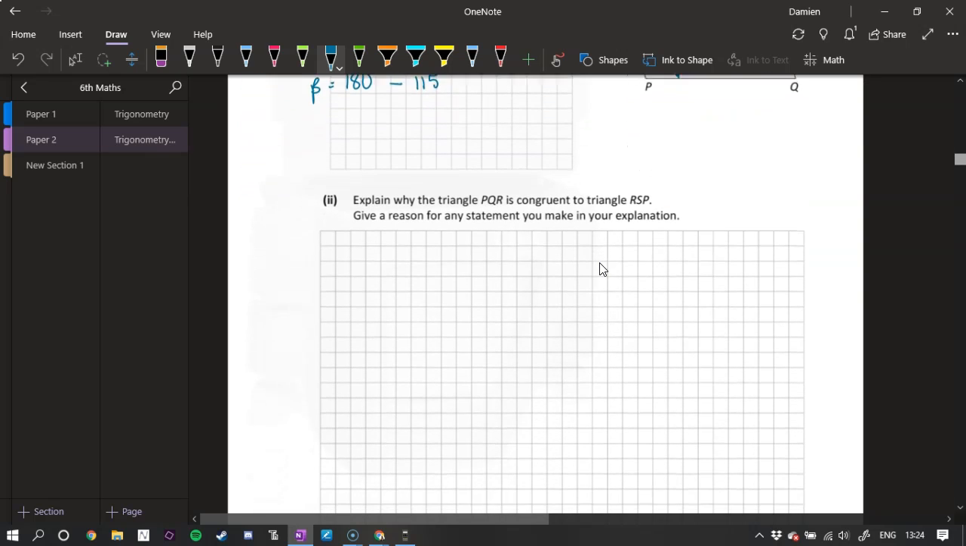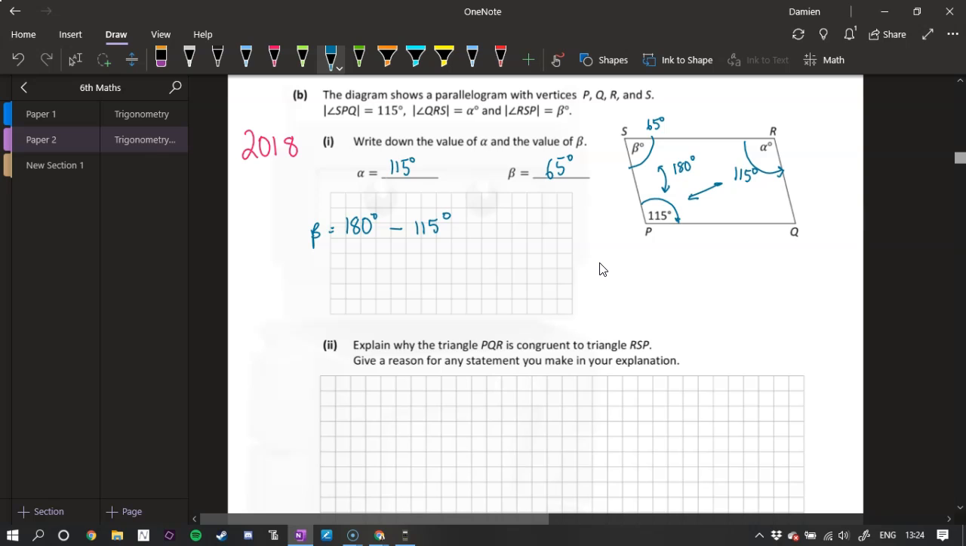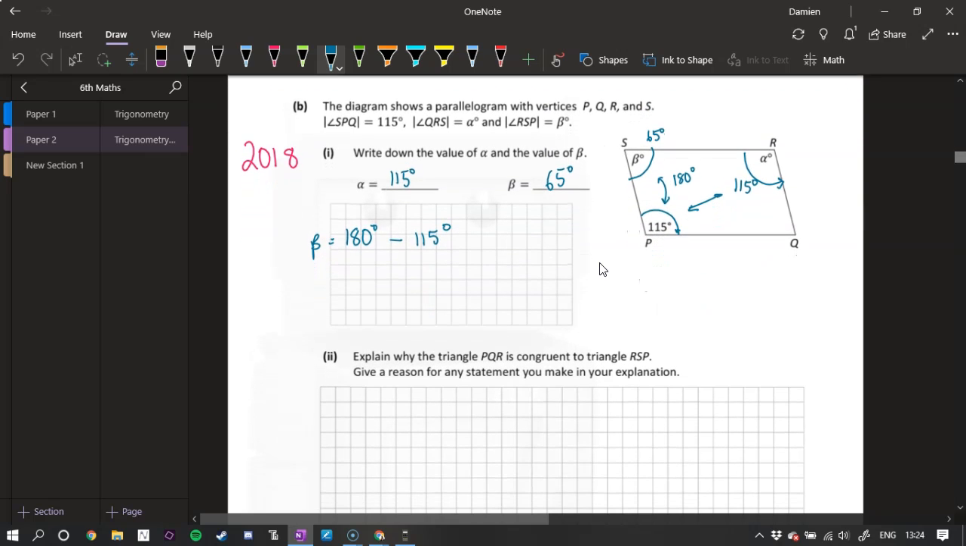Okay, next one. Explain why the triangle PQR is congruent. So let's put in some angles. This one here is now 65 degrees, and this one here is now 115 degrees. And it's looking at triangle PQR, so P to Q to R. So we're looking at this triangle here, and it wants to know about congruency.